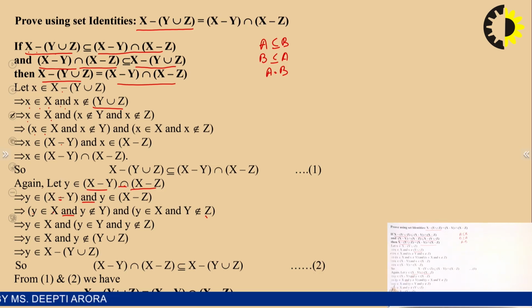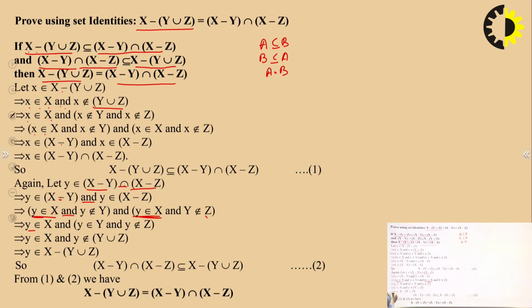Now again, y belongs to X and y belongs to Y. We have taken common. Here X is common. See, y belongs to X, y belongs to X, so we have taken common. Y belongs to X, and is here, and is here, and y belongs to Y, it comes here, and y does not belong to Z. So y belongs to X and y does not belong to Y union Z. So what we get? X minus Y union Z, which is equal to your LHS.